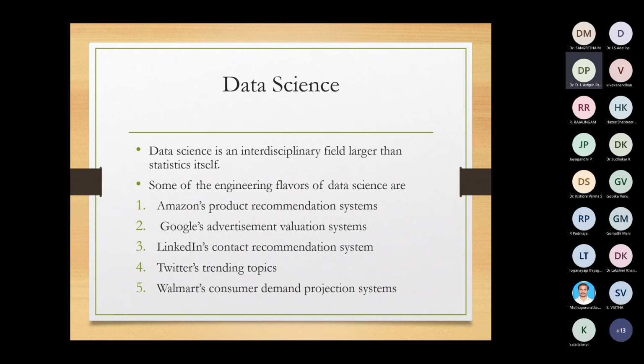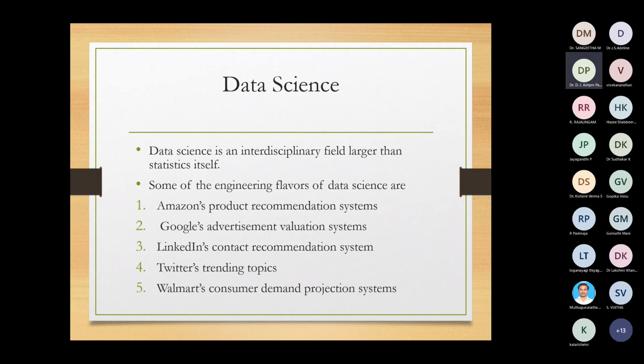In the Amazon recommendation system, they are using technologies like artificial intelligence algorithms and machine learning to improve the customer experience and to increase sales. Others include the Google advertisement valuation system, the LinkedIn contact recommendation system, Twitter's trending topics, and the Walmart consumer demand projection system. So everywhere data science is involved.